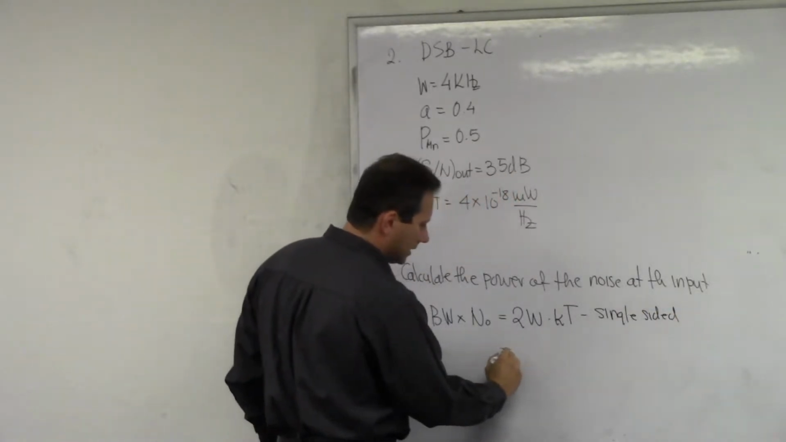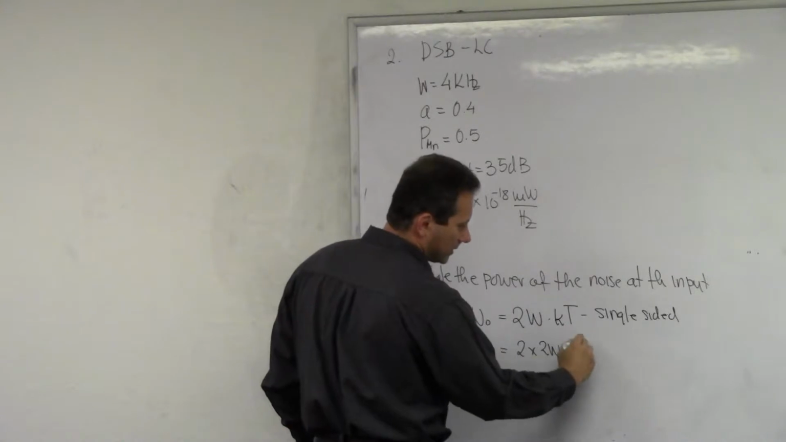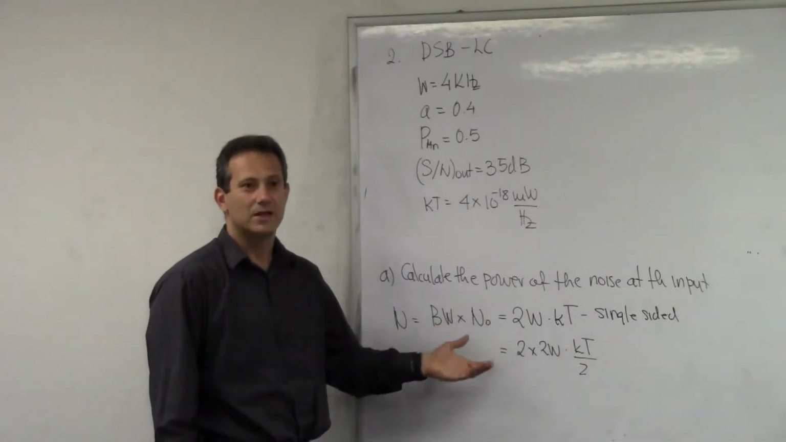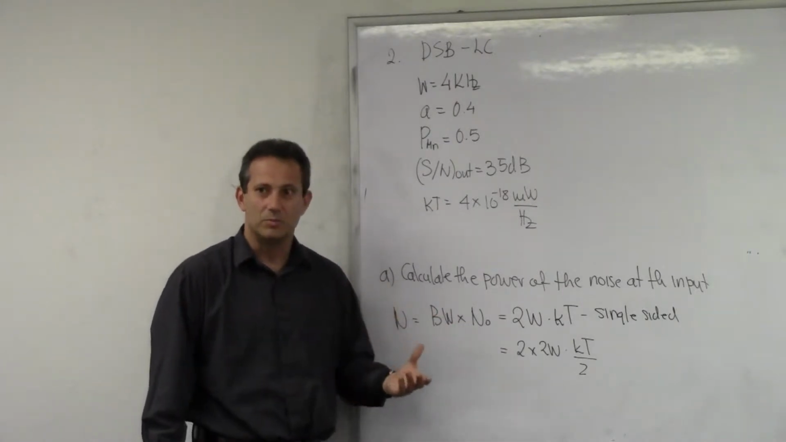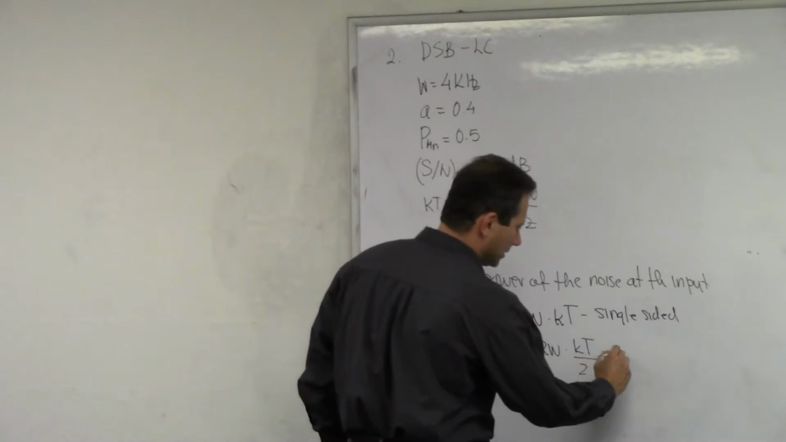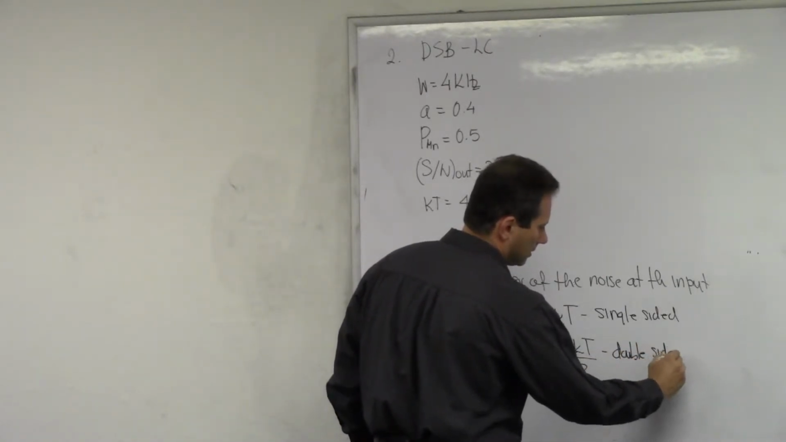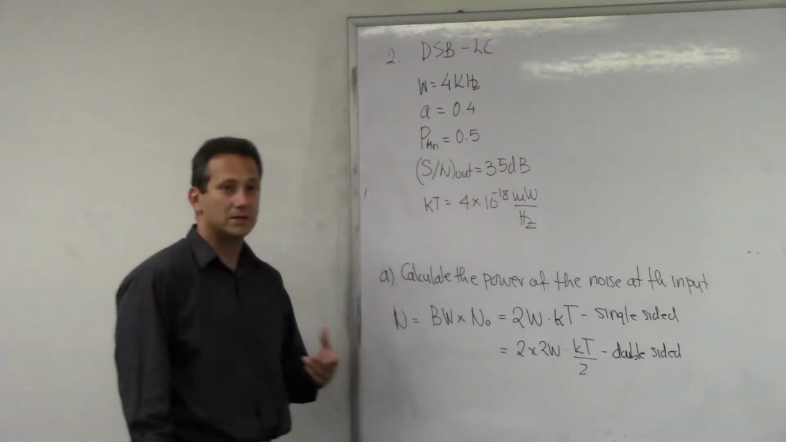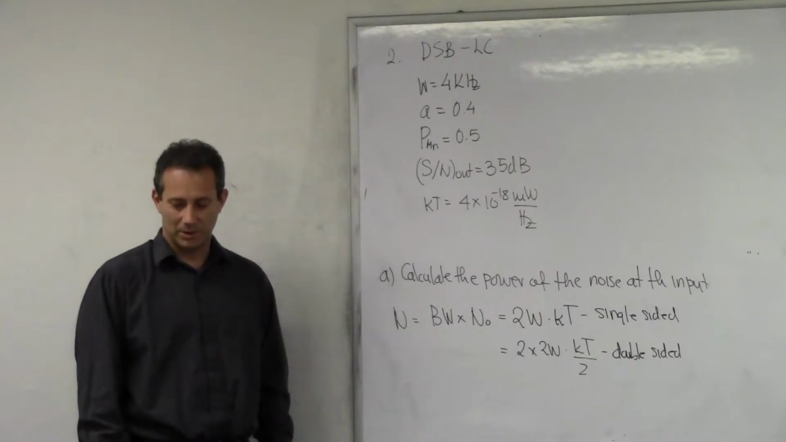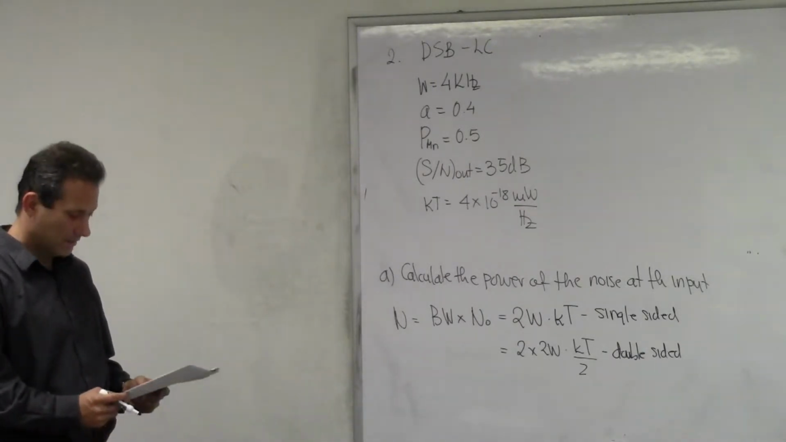For double-sided, I get 2 times 2W, but my power spectral density is KT over 2, right? So you get the same result, as it should be. You always get the same result. But just always be cognizant of double-sided. It's a frequent place to make mistakes. There's nothing complicated. You can't be sloppy. You have to think along the way.